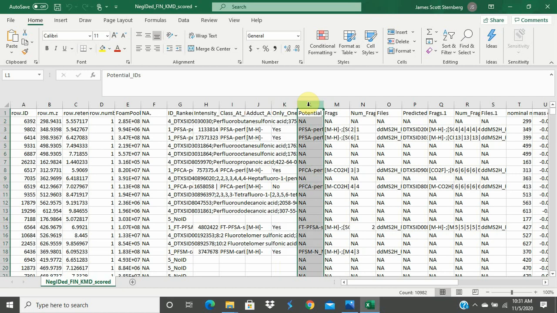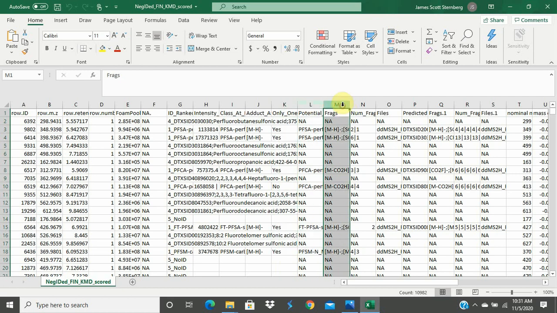In this case, if the exact mass and any fragments from the class-based standards is observed, the feature receives an annotation. It's important to remember that these are only potential IDs, as the dominant or characteristic fragments for that class need not be observed. This notation follows the same convention as in column G, labeled ID ranked.